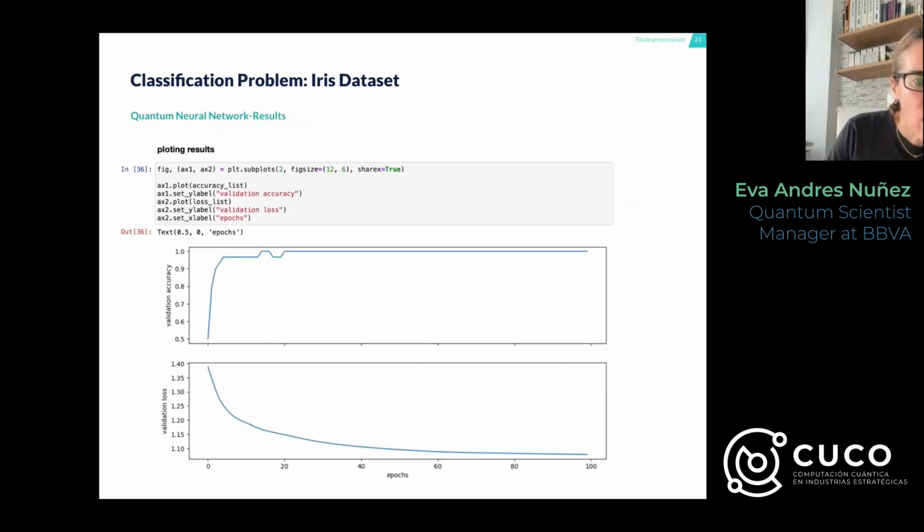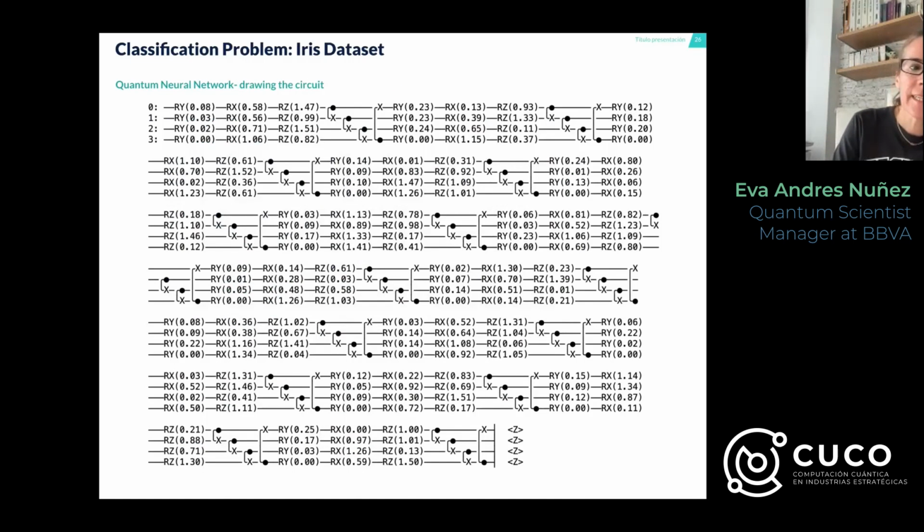In the case of the data reloading technique, as we can see, the encoding layer also appears in each layer. We repeat 15 times the encoding and the ansatz layers, not only the ansatz layers. Is it more clear? Or do you still have doubts?